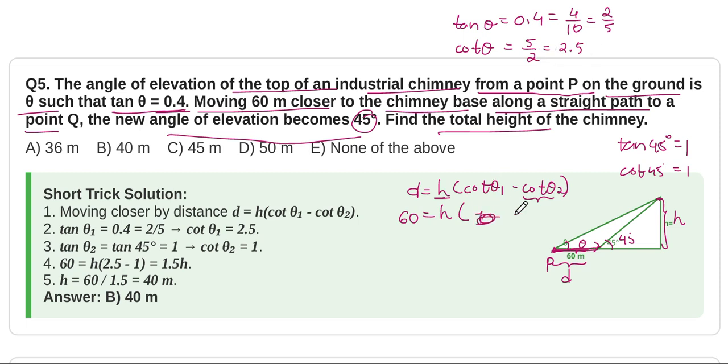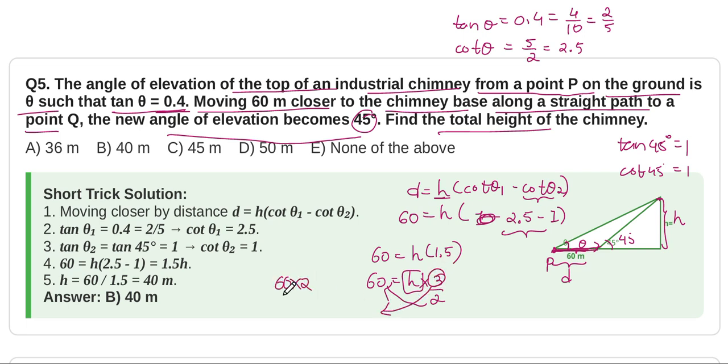We'll write down the bigger value first, so 2.5 minus the smaller value, that is 1. So 60 is equal to H bracket 2.5 minus 1, which is 1.5. And 1.5 is nothing but 3 by 2. Remember this value, 1.5 means 3 upon 2. We have to find H. So take this 2 in the multiplication, so 60 multiplied by 2, and this 3 will go in the denominator, upon 3 is equal to H. If we cancel out, 3 twos are 6, 0 will remain, so 20 into 2, which is 40 meters. So the correct answer for this question is B, 40 meters. The height of the chimney is 40.